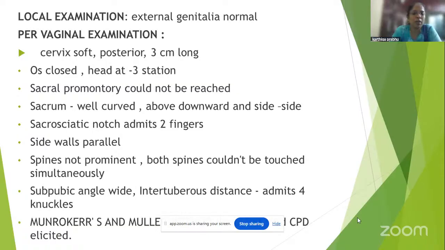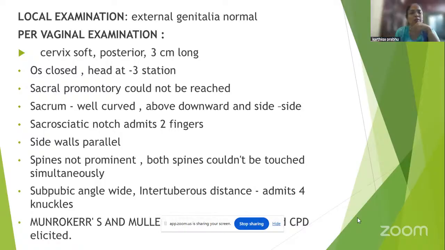So sacral promontory could not be reached, you have mentioned. What does it indicate? It is a gynecoid pelvis, ma'am. What does it not indicate? CPD at the level of inlet, ma'am. So what are you measuring actually? Diagonal conjugate, ma'am. How will you measure it? From the lower border of the pubic symphysis till the center of the sacral promontory, ma'am.